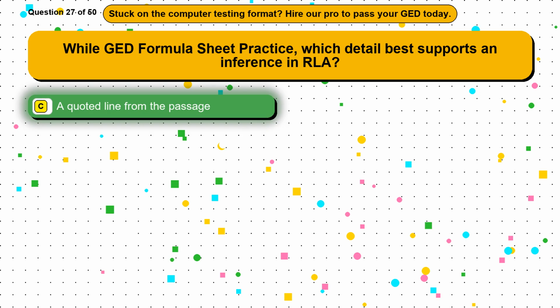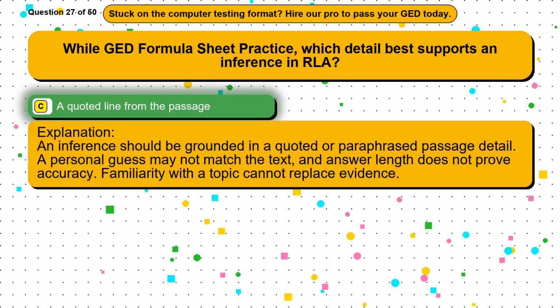The correct answer is option C. A quoted line from the passage. An inference should be grounded in a quoted or paraphrased passage detail. A personal guess may not match the text, and answer length does not prove accuracy. Familiarity with the topic cannot replace evidence.